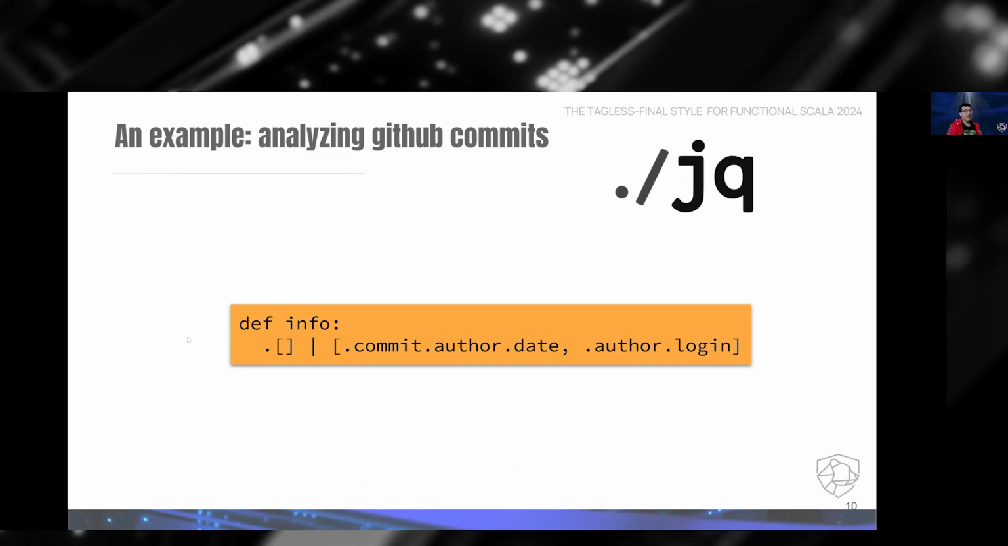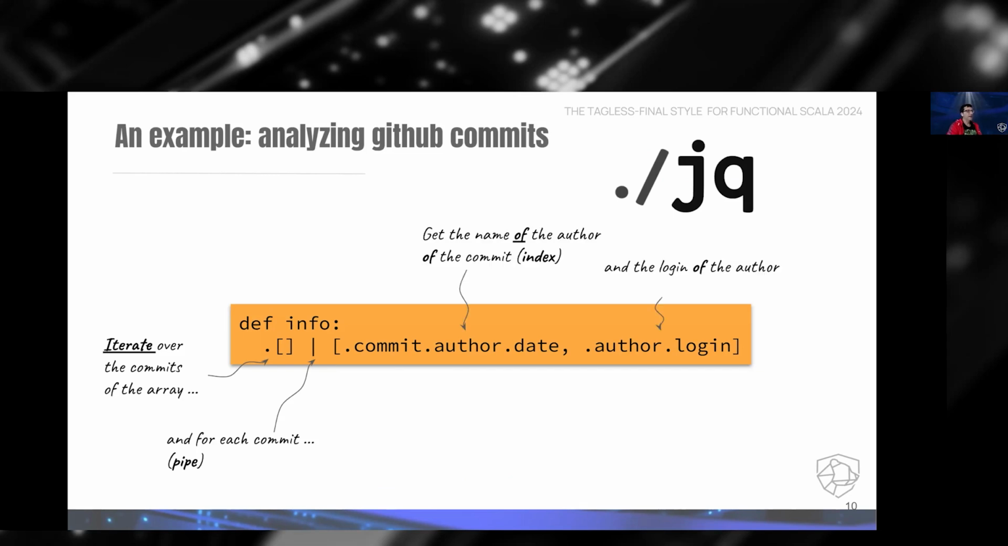just the JSON query language. Using JSON JQ, okay, we can implement our stream transformation in this very simple way. First, we iterate over the commits of the arrays, and then for each of these commits, we extract the author date and the author login information and collect all this into an array. So this is really nice, but we love to be in the Java ecosystem. We love to be in the ZIO ecosystem.